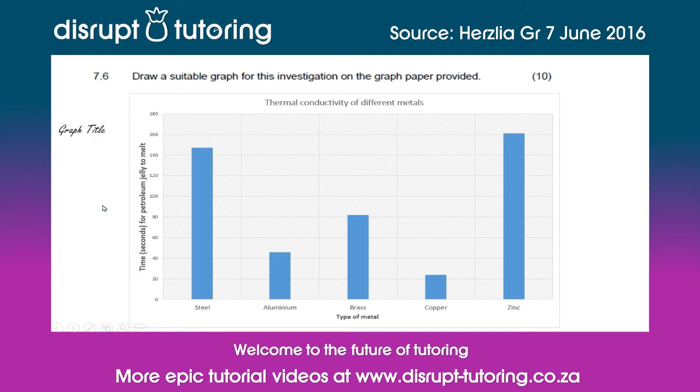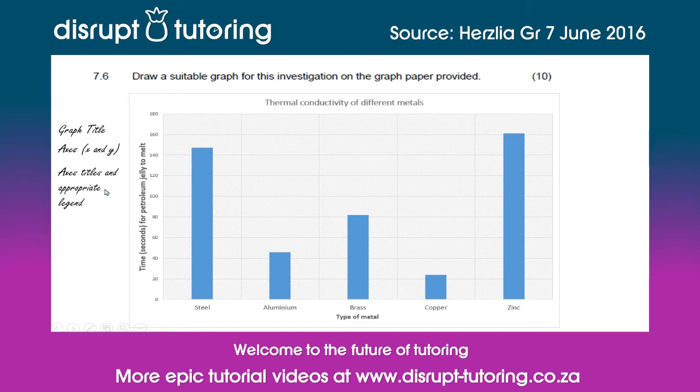Now remember, when you're drawing a graph, some things to consider. Firstly, you must give your graph a title. And the title we've chosen for this graph is thermal conductivity of different metals. It's right here at the top of the graph. Remember also the positioning of your axis. X-axis down here, horizontal, and the y-axis goes vertical.